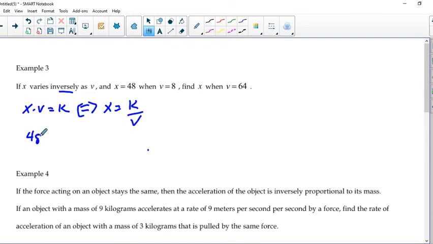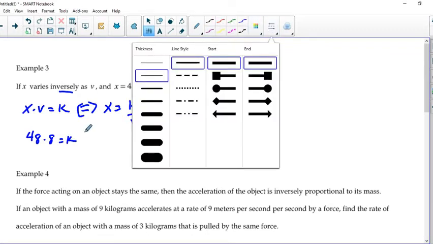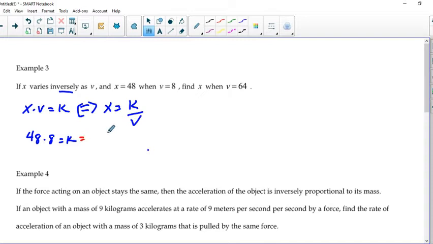So when x is 48, v is 8, solve for k. First step always, solve for k. Okay, solve for k. Got it. K is equal to 8 times 48, which you know is 384. And if you don't know it's 384, you put it into a calculator and you pretty quickly figure that out.